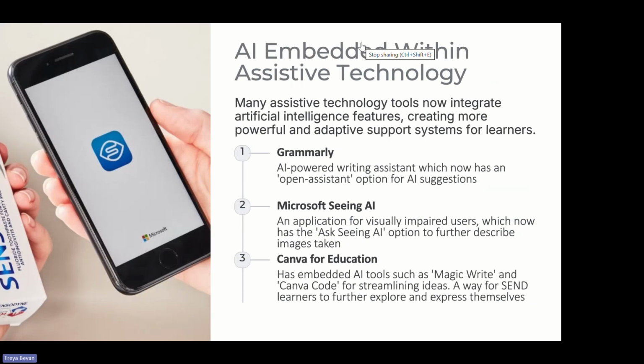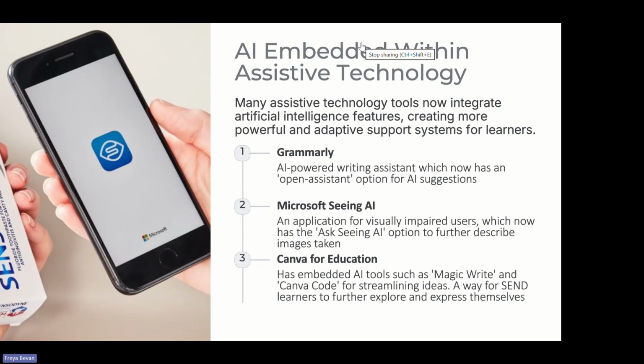Okay, so AI being embedded within assistive technology. So I mentioned previously you have Grammarly, which now has an open AI assistant option, which offers suggestions for changing the tone of your text, for instance. But we've also explored Microsoft Seeing AI, which is an application by Microsoft that was created for visually impaired users that now has an Ask Seeing AI option, which further demonstrates and explains what can be seen through images being taken.